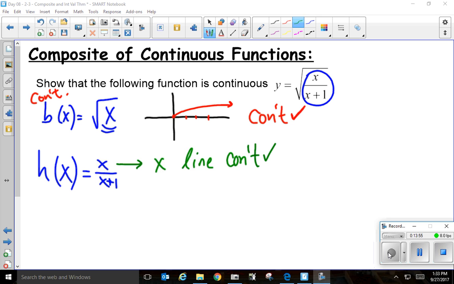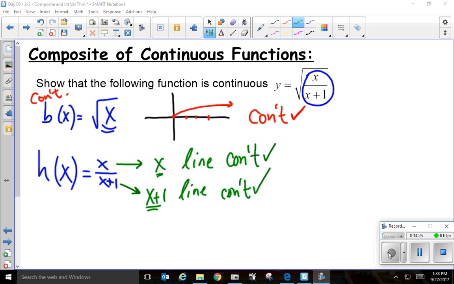And for the second is also. What do you mean the second one? In the bottom. The bottom is called what? The denominator, which is x plus 1, that is also a line, which is also continuous. The diagonal just moves up 1. It crosses at 1. That's all. But they're both lines.